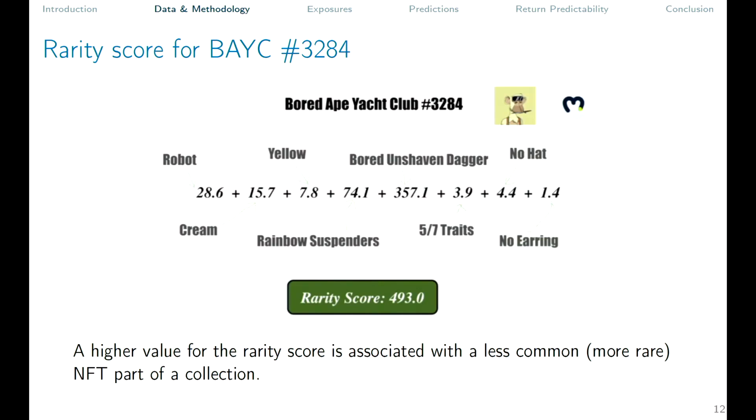So there are 5 out of 7 traits, but no hat and no earring. So the rarity score for this is 493. And typically, a higher value of rarity score, and we'll see this in the regression, is going to be associated with a less common or more rare NFT part of the collection, and typically it would have a higher price. So just curious, is this a metric used in the market, or is that something you came up with?